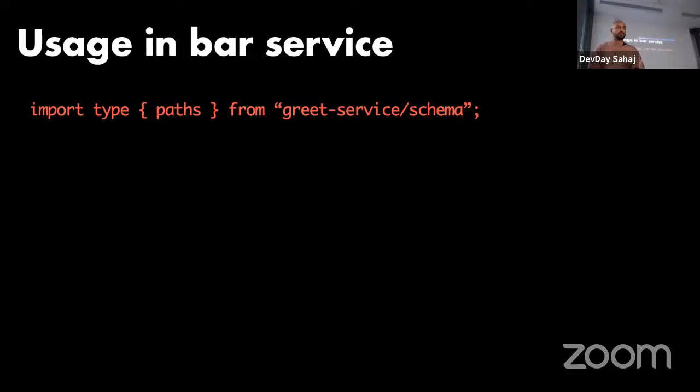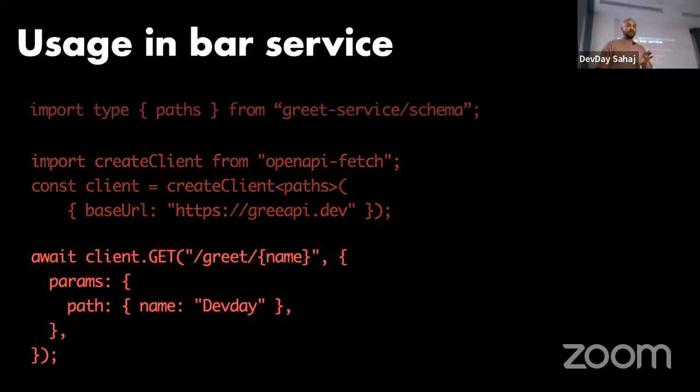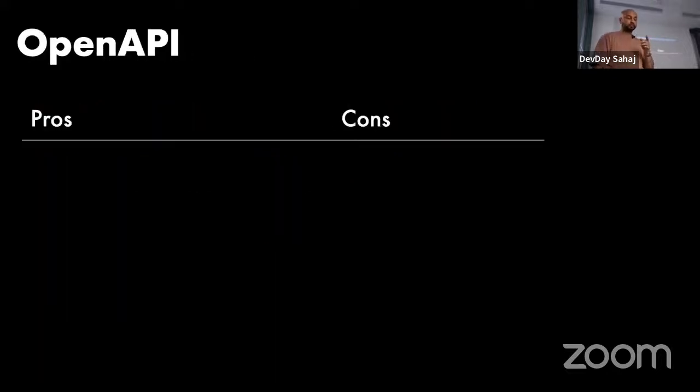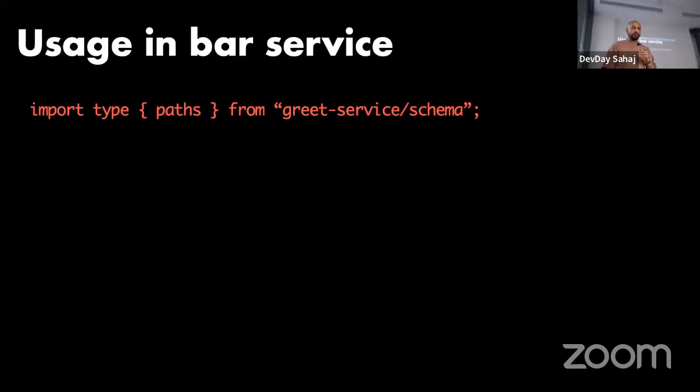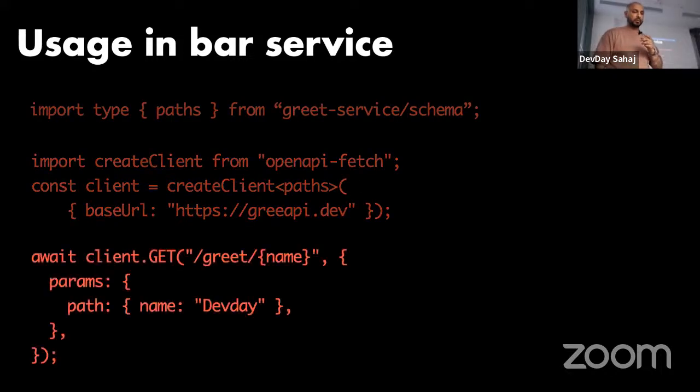Once you do that, in the greet service you write what the schema should be, and in your bar service, you can import the schema. Then you use the imported parts from that schema to create a type-safe client, and then you access it. So if you look at the code over here, the final bit of code over there.